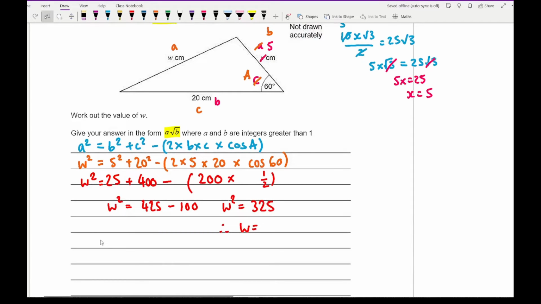So w is going to be the square root of 325. And now what we'll do is simplify this surd. So you think about what square number goes into 325. Well, that's going to be 25. So it's going to be 25 multiplied by how many 25s go into 325? Well, 4 25s go into 100, so that's going to be 12 into 300 plus 1 is 13, which then gives me an answer of 5 root 13. That can't be simplified anymore and is in the form of a root 13.